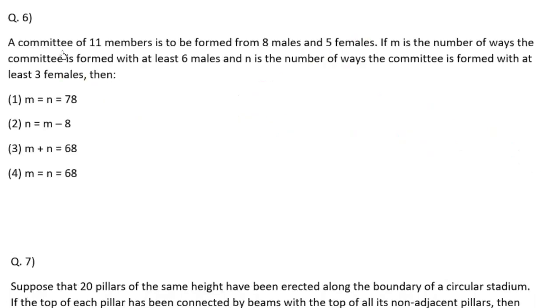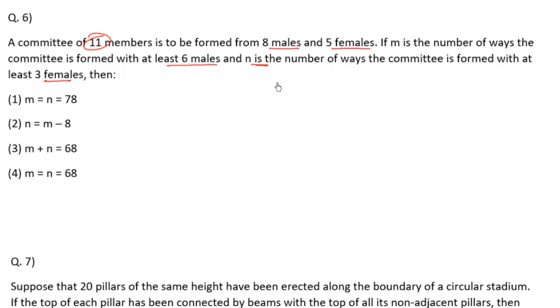Now let's take the sixth question. Here it says that a committee of 11 members is to be formed from 8 males and 5 females, right? Out of these, we have to pick a committee of 11 members. If m is the number of ways in which the committee has at least 6 males, and n is the number of ways with at least 3 females, then we have to find which of the following options is correct.